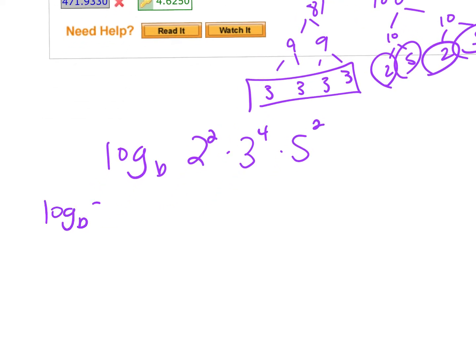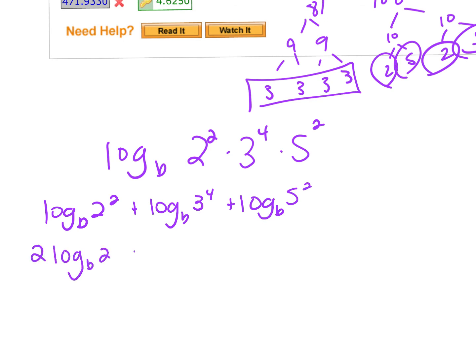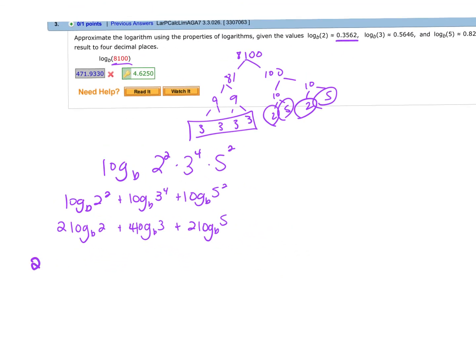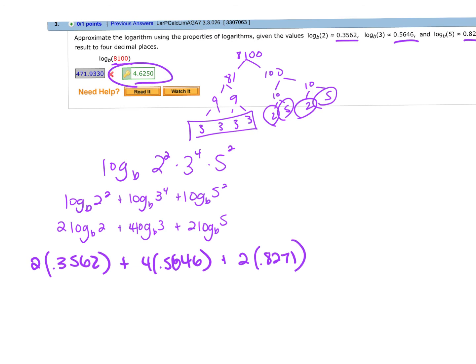Log base b of 2 squared plus log base b of 3 to the 4th plus log base b of 5 squared. Bump all the exponents to the front. And then replace what they gave you. So 2 becomes this one, 3 becomes this one. And then you'd multiply all that out, add it together, and that's where that comes from.